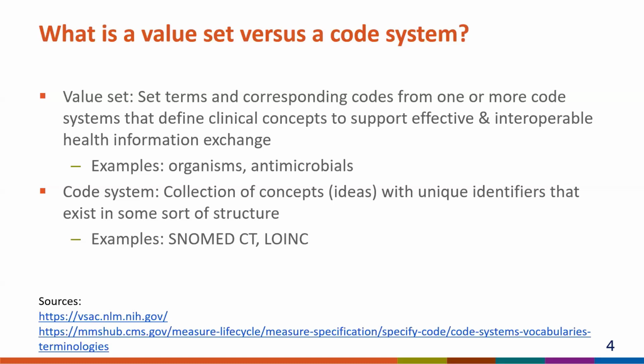Separately, a code system is a collection of concepts or ideas with unique identifiers that exist in some sort of structure. Our examples for the AUR terms would be SNOMED CT as well as LOINC.